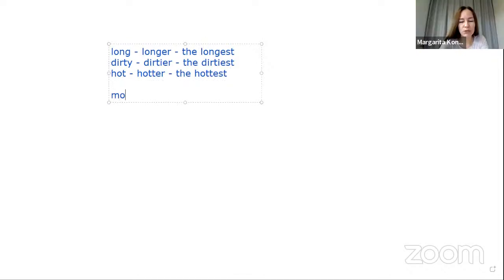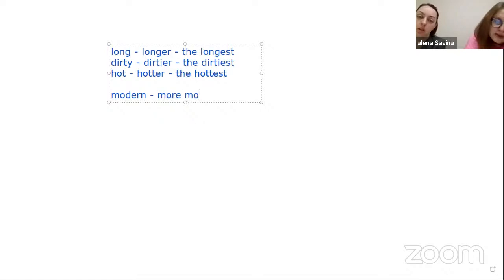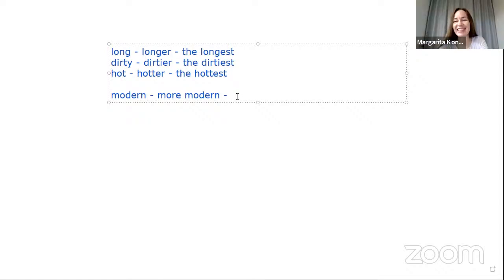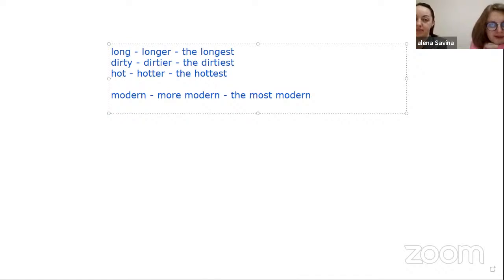For example, modern. What happens? More modern and less. It will be the opposite. And the superlative form? The most modern. That's right. The most modern. Okay, and absolutely right. More modern, and what is the opposite of more? Less. And the most, what is the opposite? The least.